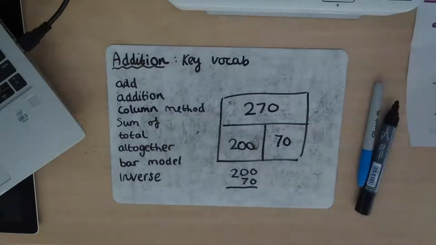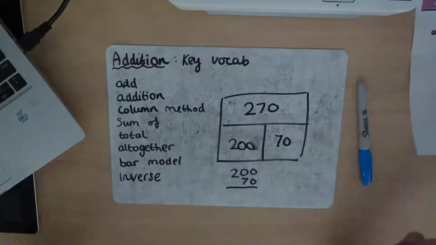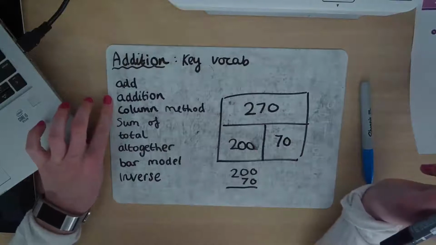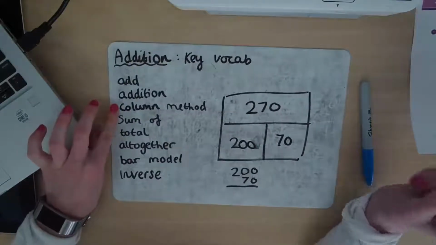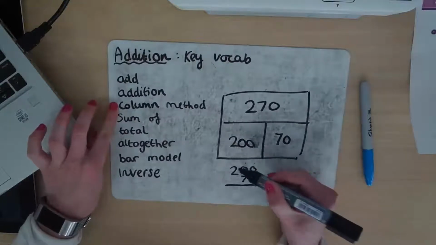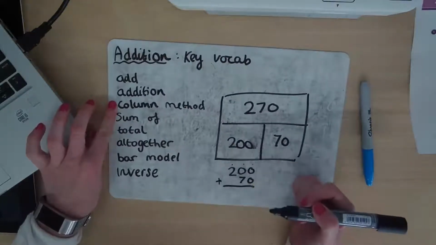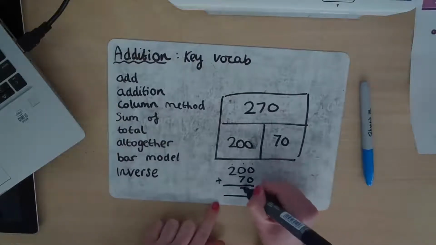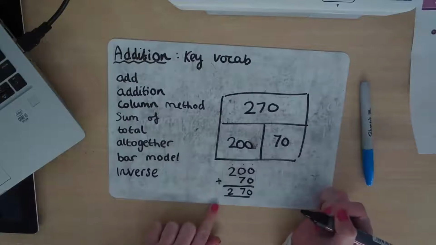So our key vocab for this lesson, the children will be adding. So they'll be looking at addition problems, addition calculations. When they use addition, they need to use column method. So they need to make sure they line up their ones, their tens, their hundreds, and so on, making sure they're in the correct column. Here I can see I do not need to exchange.